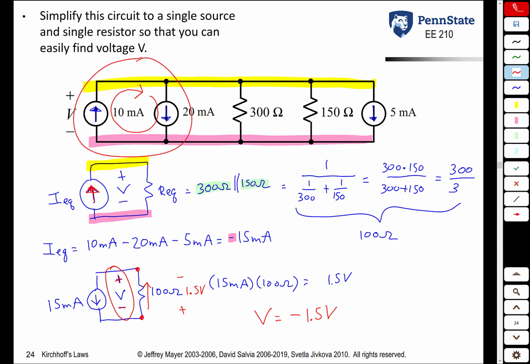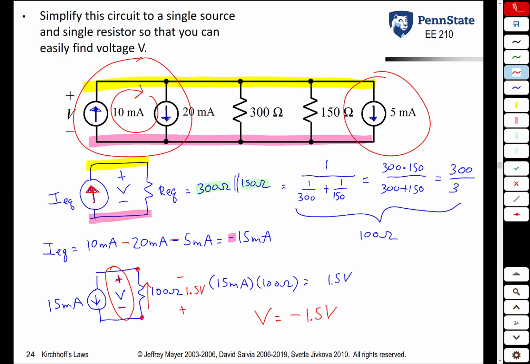The 10 milliamp source wants to push current out the yellow node. The 20 milliamp and the 5 milliamp source on the right both want to push current out the pink node. That is why you have the minus sign here and another minus sign there.